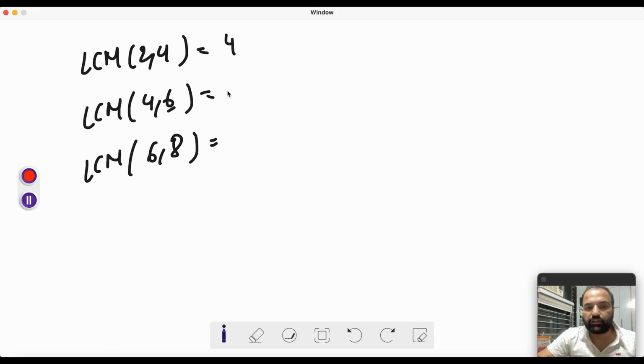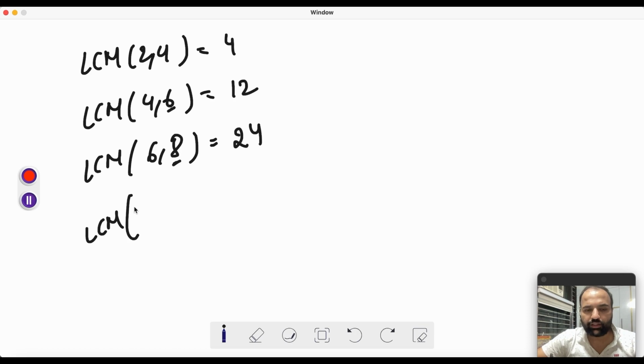So let's say 6 into 2, 12. Now 6 into 1, 6 would not, because 6 would not come in the table of 4. So 6 into 2 is 12. So 12 is 4 into 3. So we can say 12 is our LCM. Similarly 8 and 6 again. So read the table for 8 now. So 8 into 1 is 8, 8 into 2 is 16, then 24. We will find that 24 is a multiple of both 6 and 8.